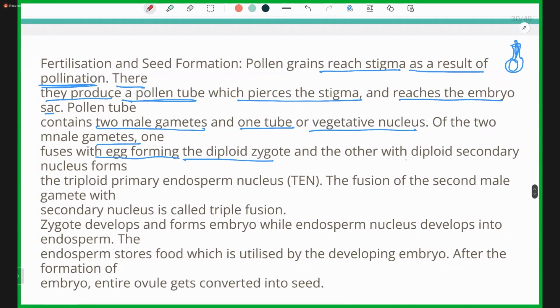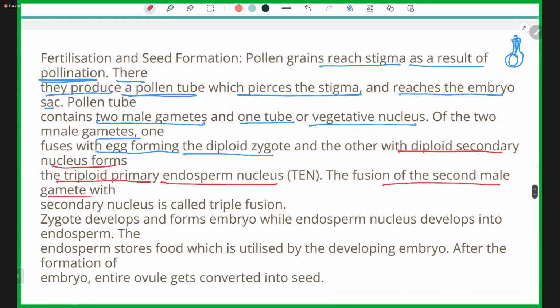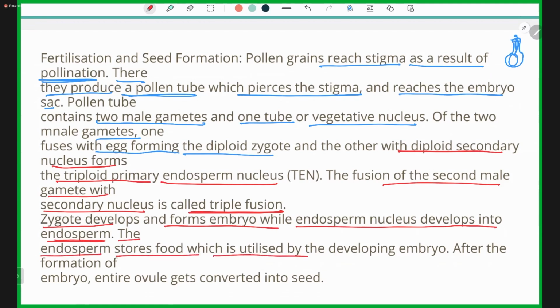The other male gamete with the diploid secondary nucleus forms the triploid primary endosperm nucleus, 3N. The fusion of the second male gamete with the secondary nucleus is called triple fusion. The zygote develops and forms the embryo, while the endosperm nucleus develops into endosperm. This endosperm stores food which is utilized by the developing embryo. After the formation of the embryo, the entire ovule gets converted into seed. So this is the whole life cycle of angiosperms.